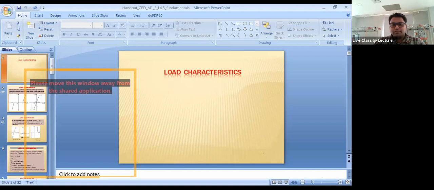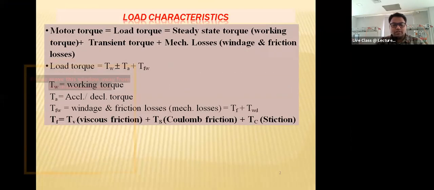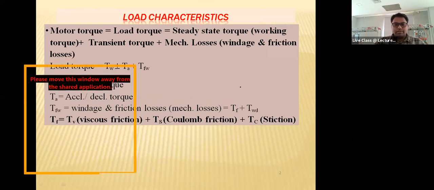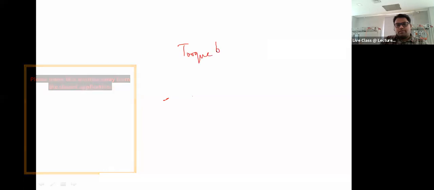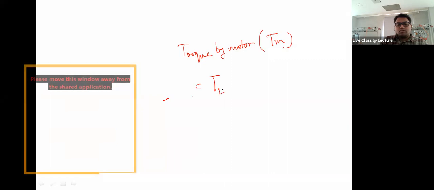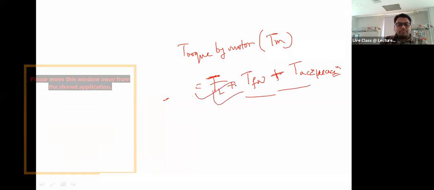Okay, so let's start now. We were talking of the load characteristics. In that we learned that the torque developed by the motor, say call it Tm, is used to overcome the load torque. Then it is used to overcome the friction and windage losses, and then some part will be used to accelerate or decelerate. These are the three main components which we will be seeing in detail now.